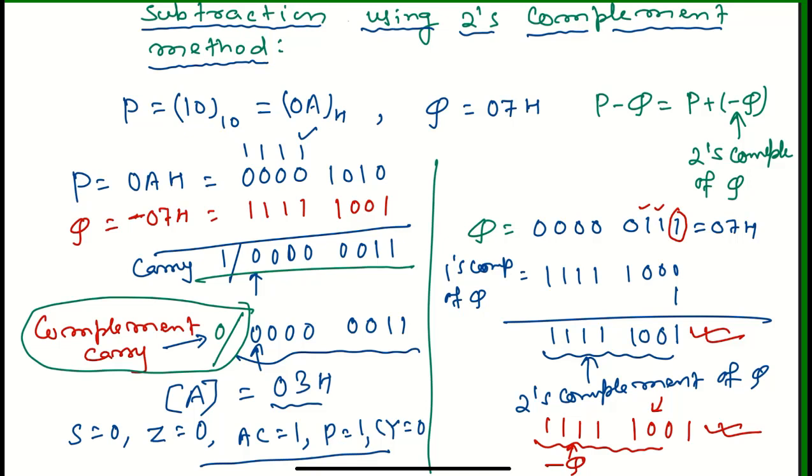So this we had taken when P is greater than Q. Here in this case we had learned that P is greater than Q. It means this P minus Q will be greater than 0.